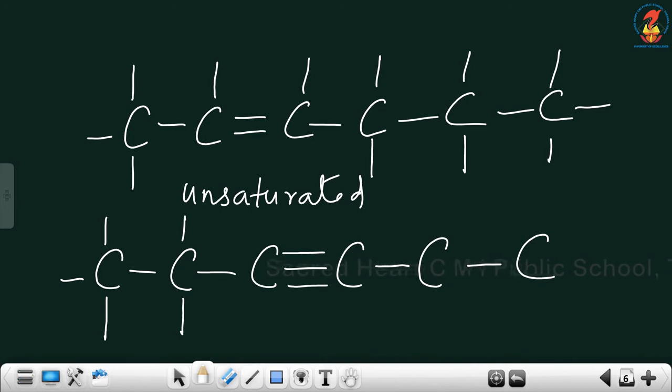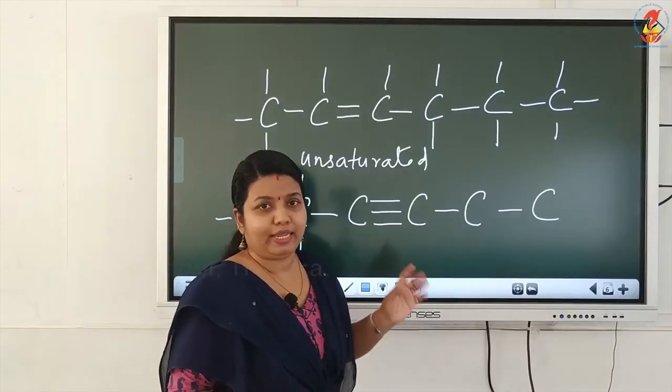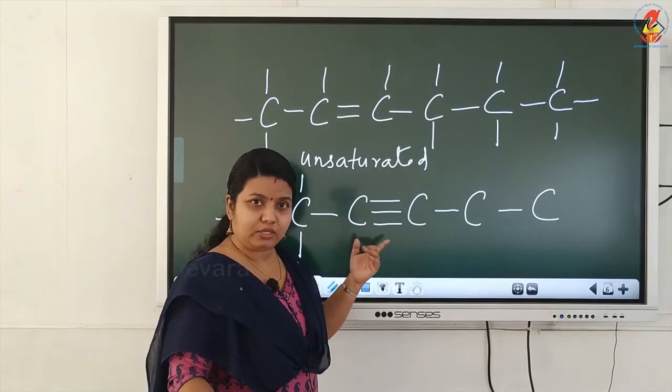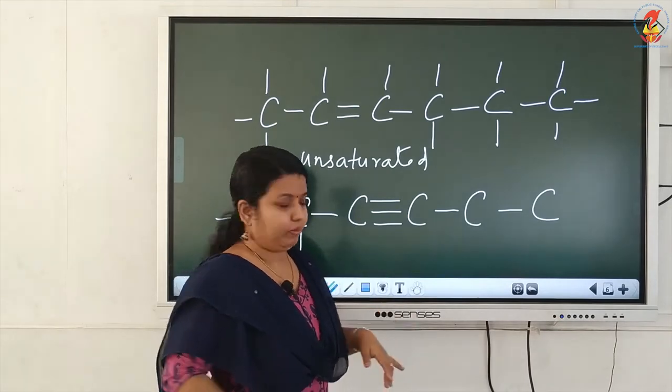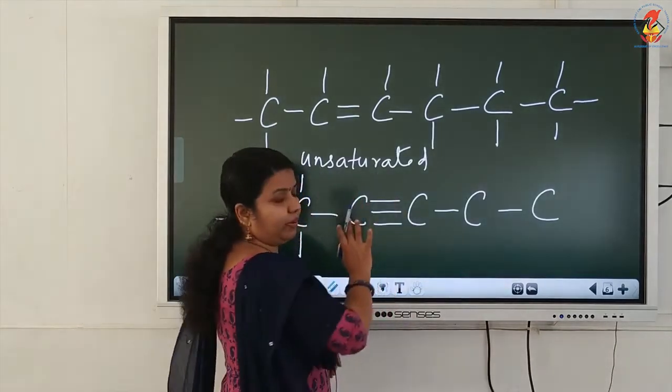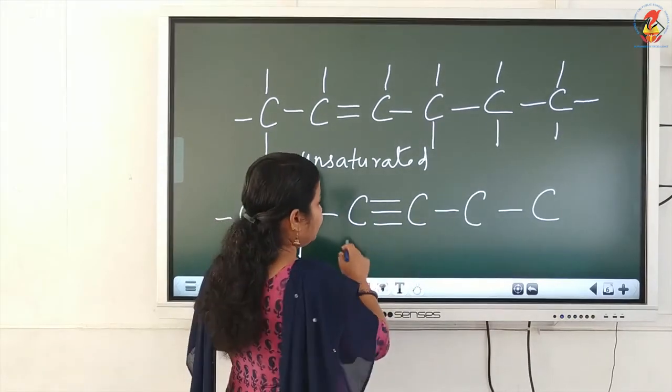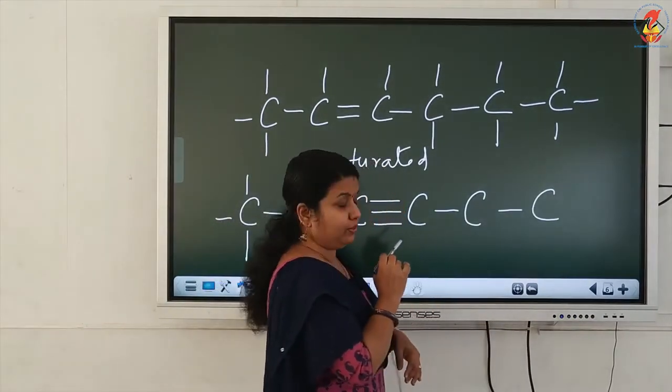Now look at the third carbon atom. 1 valency on the left hand side, 3 valencies on the right hand side, making it 1 plus 3, 4. Now there is no more free valency. So you cannot draw any line on this carbon atom. If you are drawing lines on this, your structure will be wrong because all the 4 valencies of this carbon are already satisfied. Same is the case with the 4th carbon also.